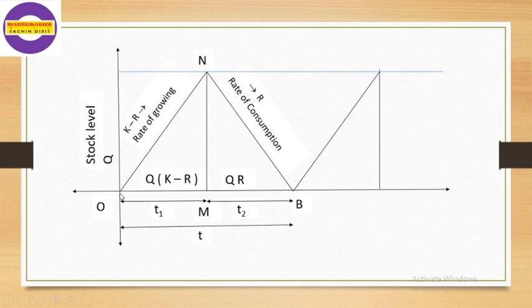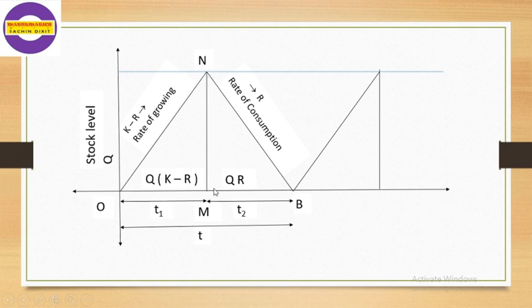At the start, as time goes, production is running as well as demand is running, so the rate of growing is K minus R. As soon as the production stops, the demand will also be completed. But after time T1, the production is stopped and only consumption of items will exist. So this is the rate of consumption. In this time interval T2, there is no production, so the consumption rate will be R as per the demand rate.